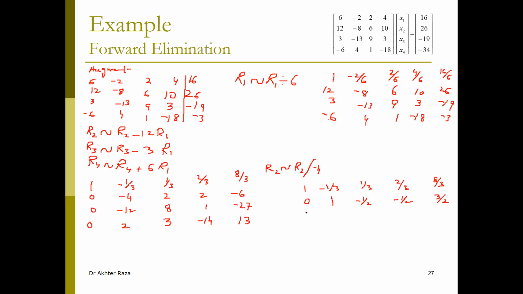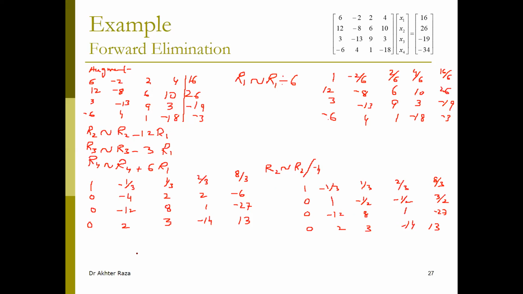The remaining rows will be same. 0, minus 12, 8, 1, minus 27, 0, 2, 3, minus 14 and 13. What will be the next step? In the next step, we have to make this 0 and this 0. These two will become 0. How can we make these two zeros? So multiply this row number 2 by 12 and add it into the row number 3. So we have to make the two operations.